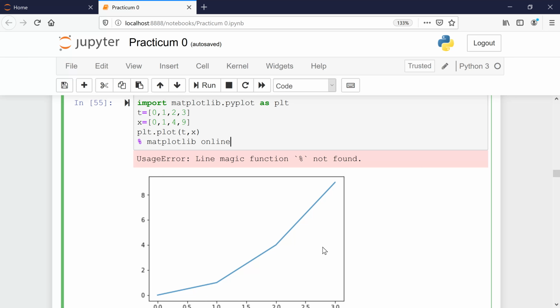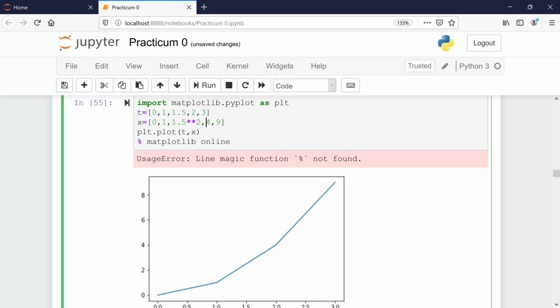Now, of course, it's not a good way to plot a parabola. If we want something better, we have to take more points. Okay, so if we, for example, take 1.5 here, and here we put 1.5 squared.